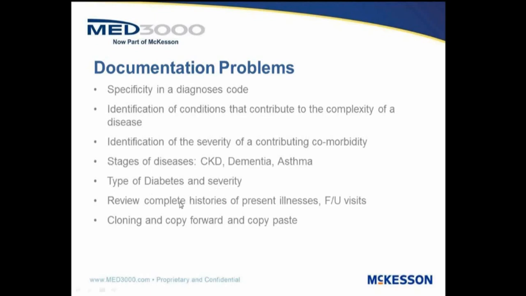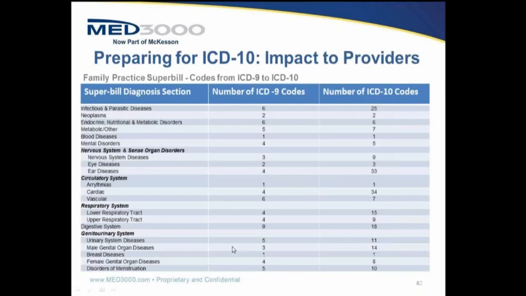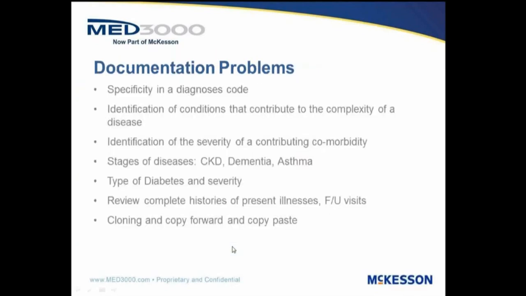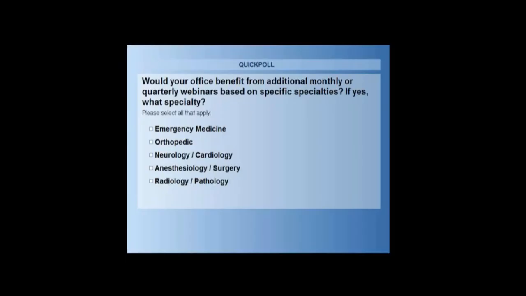So you want to make sure that, with your patients, you review the complete histories of the present illness, but also within the follow-up visits. Also, you want to look at some of the documentation problems. It's what we call cloning, where you copy forward and copy paste. One of the things you want to make sure, especially with your EHR, is that there's not that cloning, where you're pulling information over because something could have changed.